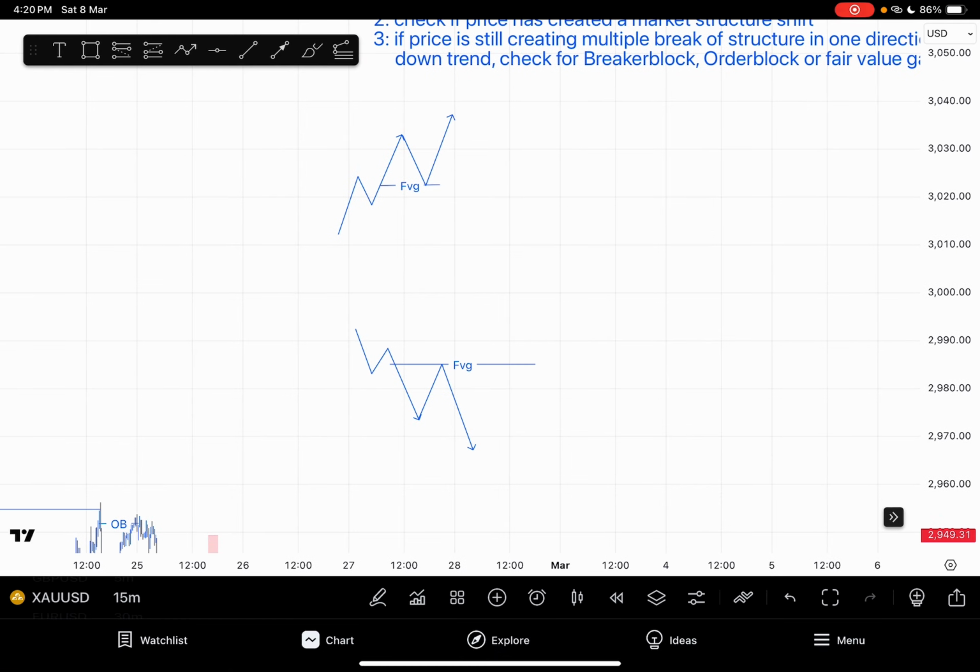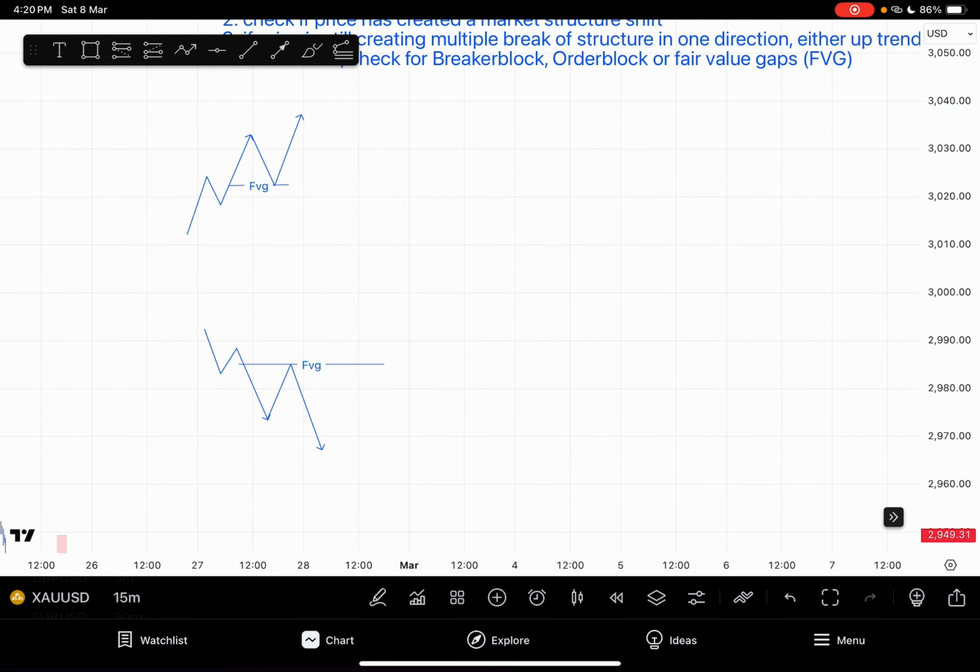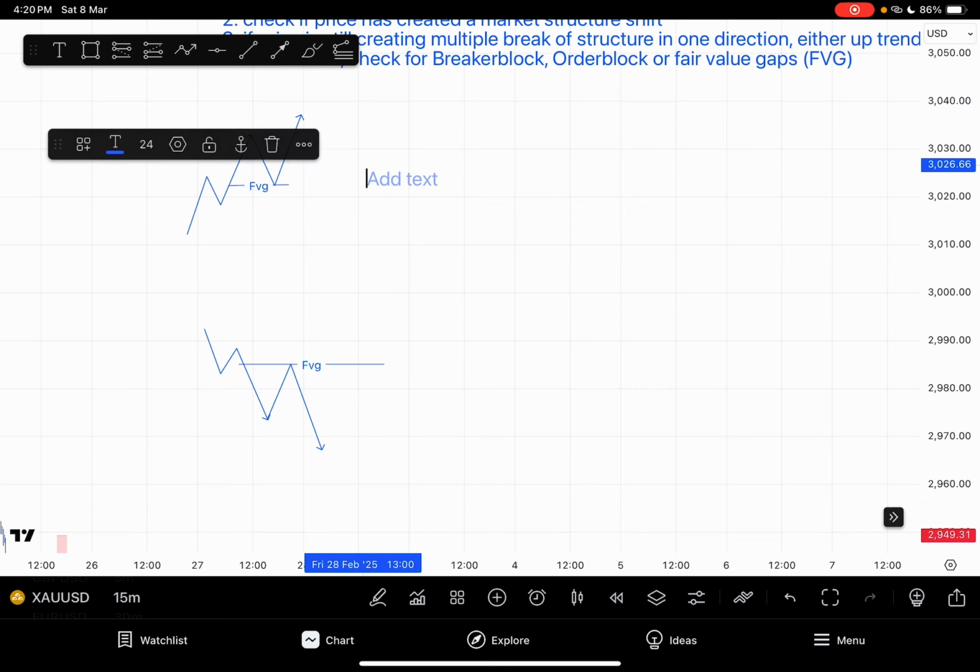And also I'll be talking about inducement. So for those asking me what an inducement is, an inducement is the first pullback price creates after a break of structure or a market structure shift, and the inducement is not meant to mitigate or tap into the breaker block, the order block, or let's say the point of interest. So let me quickly type that on the screen.